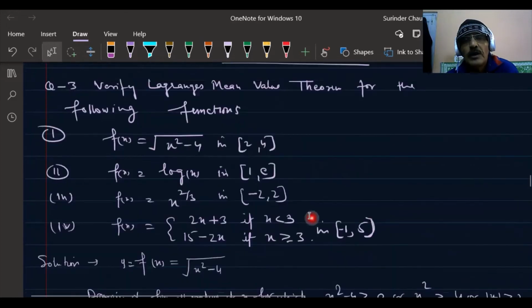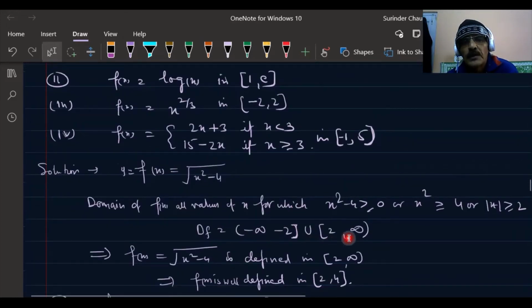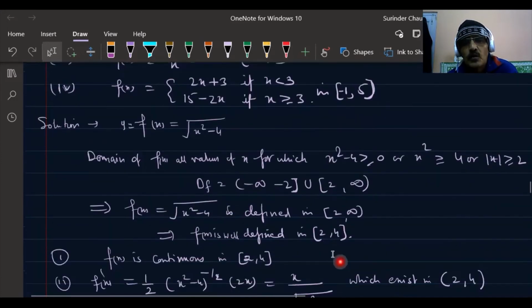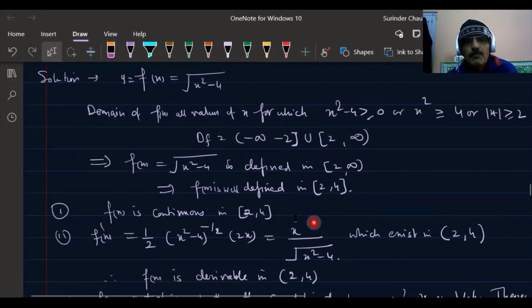Now, this given interval 2 to 4 is a subset of this. So this function f(x) is well defined. Well defined for 2 to infinity, because this is the subset of it. Now, f(x) is continuous. This is well defined. F is continuous. We don't have any point at which this is not well defined. So this is continuous. We differentiate f(x). We got x upon root of x squared minus 4, which exists for all x belonging to 2 to 4.